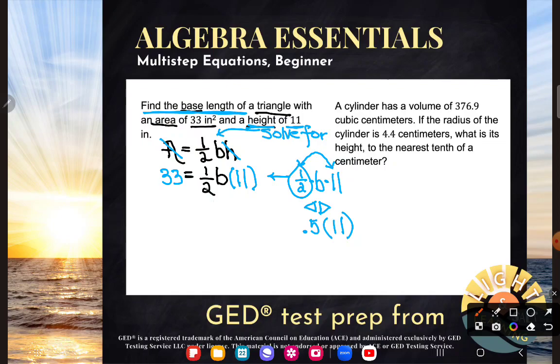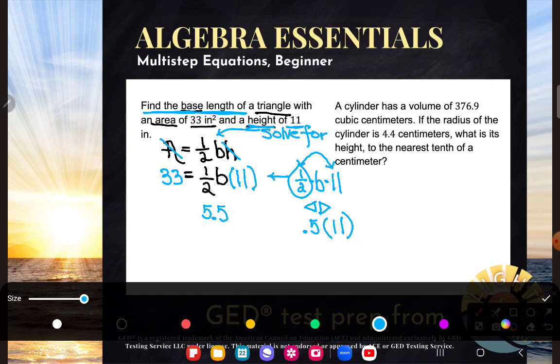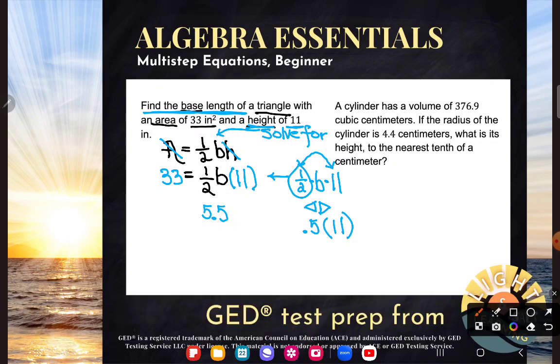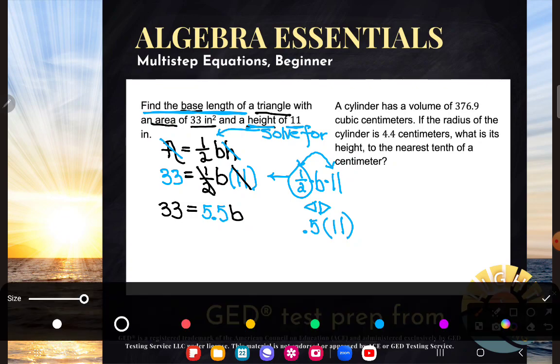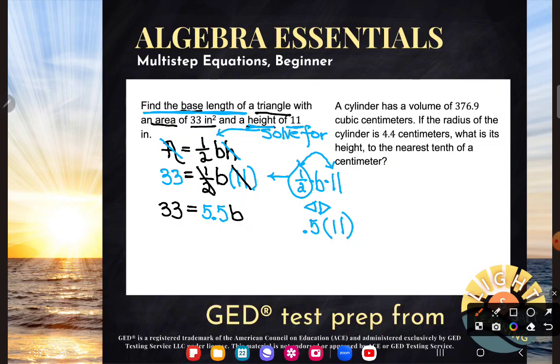But either way you do, you're going to figure out that 11 times 1/2 is 5.5. You can just as easily write 11 halves, you guys. I just didn't want to because it scares you all. So I dealt with this and this number, but I still have a B. And I still have my equal sign, and there's no simplifying to do on the left-hand side. So now, new equation, which is definitely simpler, is 33 is equal to 5.5b. And now there's no more simplifying I can do. I should definitely start solving.